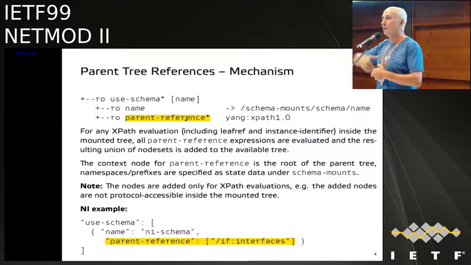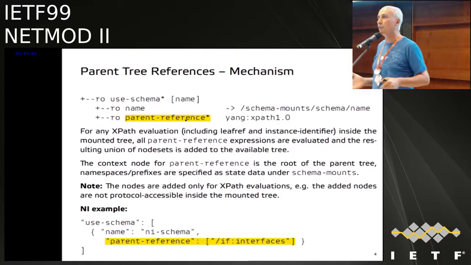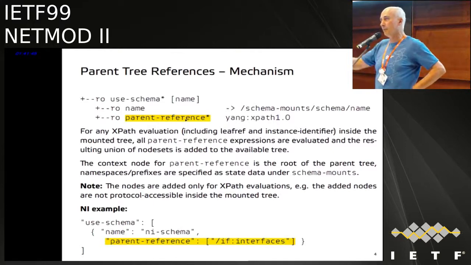But this data model may refer to interfaces. So if we have network instances, then of course we need to somehow get outside of the mount jail and be able to refer to the global list of interfaces. I will have an example later with this bind.